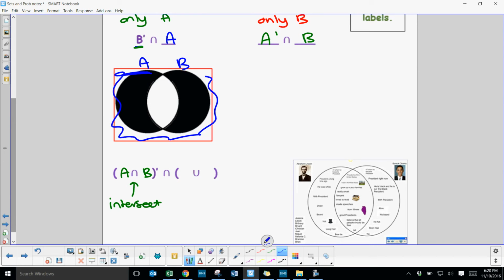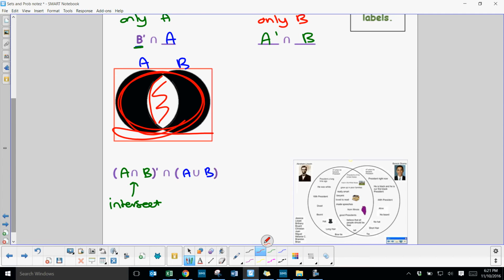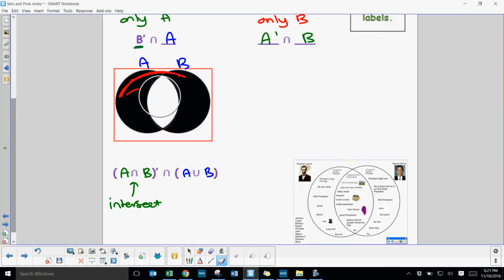So A intersect B dash is a part of that which intersects with the union part, A union B. Which makes sense because everything outside of this intersect here is all out here, which intersects with the union part. So that's a little bit trickier though, an example of a harder one. But if you can remember that, that's a good thing.